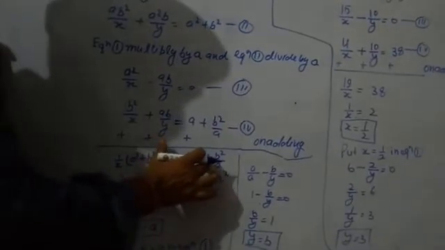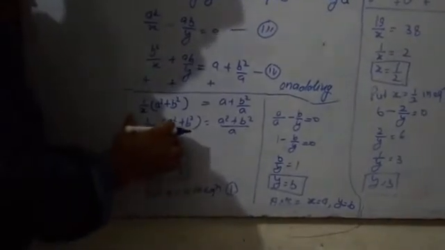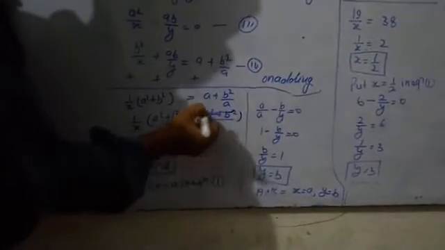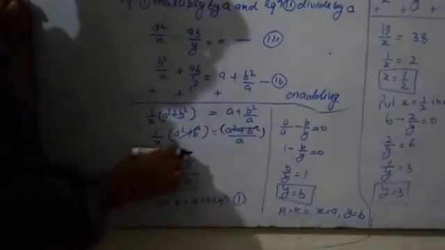On adding these two equations, 3rd and 4th, we get 1 by x common, a square plus b square equal to a plus b square by a, or 1 by x times a square plus b square, taking LCM, equals a square plus b square upon a. Cancelling this, 1 by x equal to 1 by a, x equal to a.